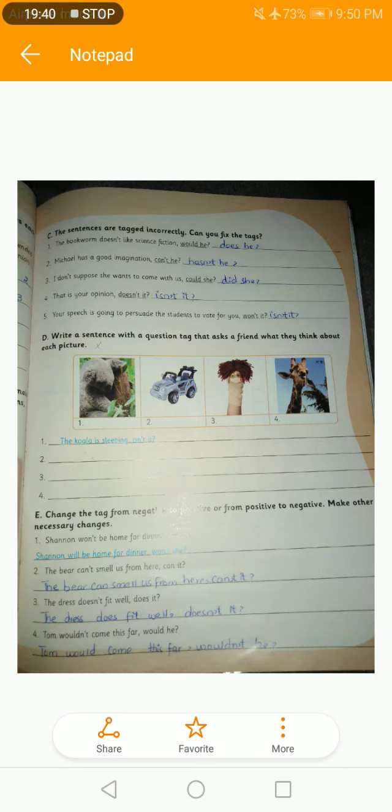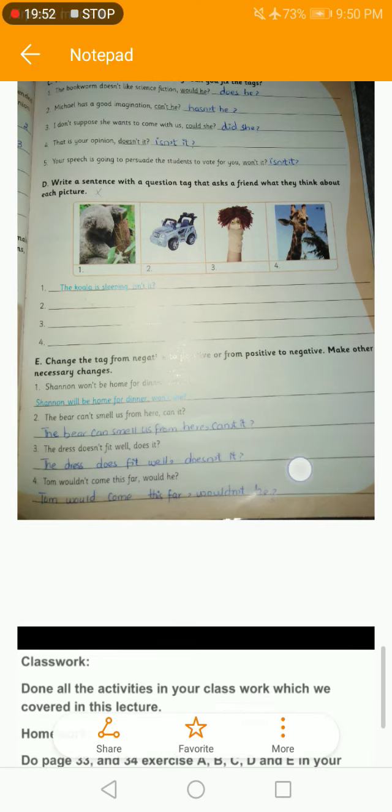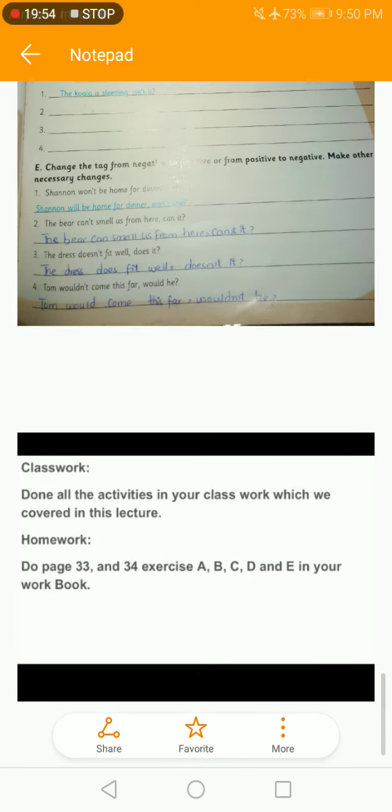So these are the expressions which are negative, and we have to change them to positive, and the positive ones we have to change into negative. So this is all in this lecture. You have your classwork and your homework. Your classwork is to do all the activities in your class book which we covered in this lecture. And your homework is to do pages 33 and 34, exercises A, B, C, D and E in your workbook.